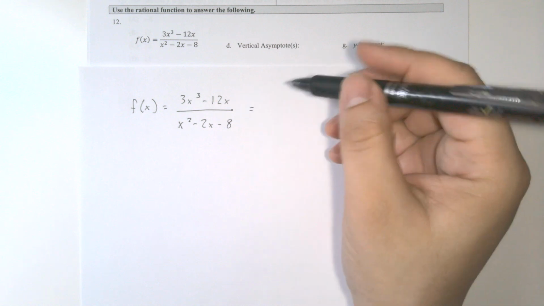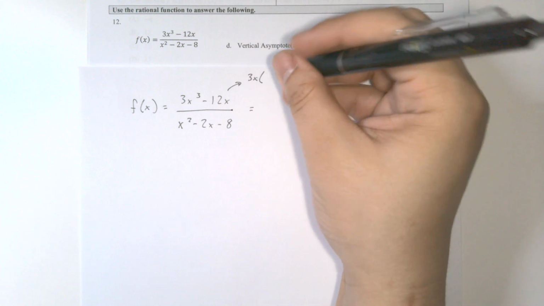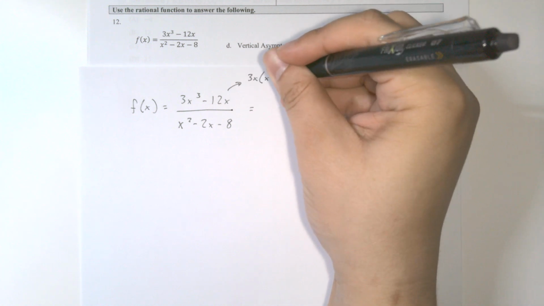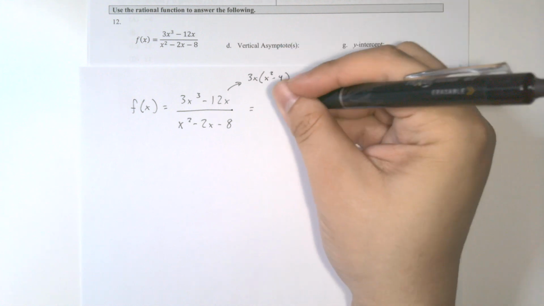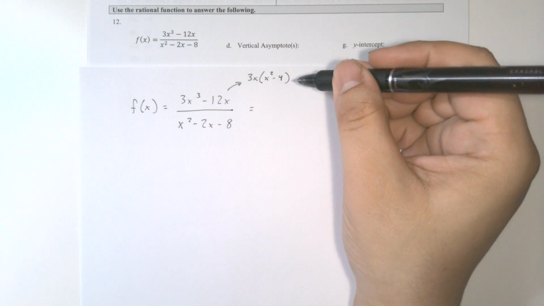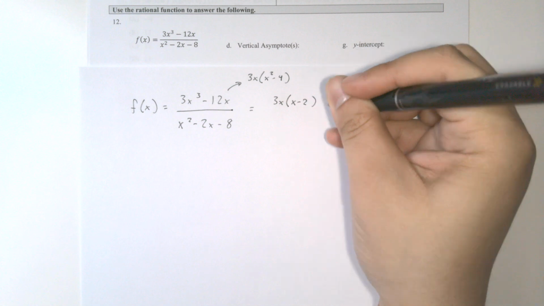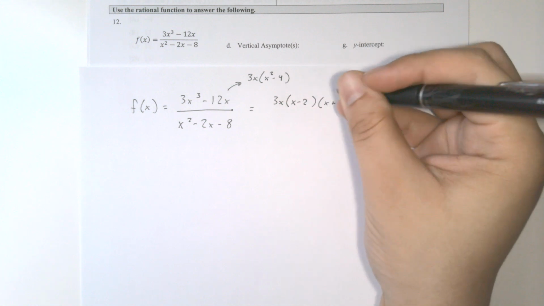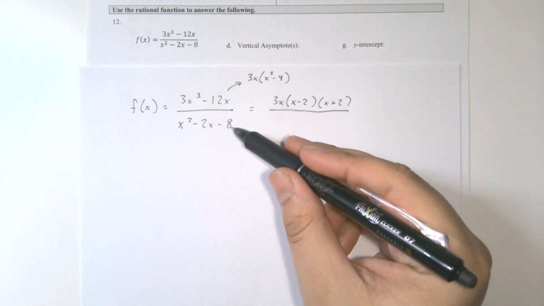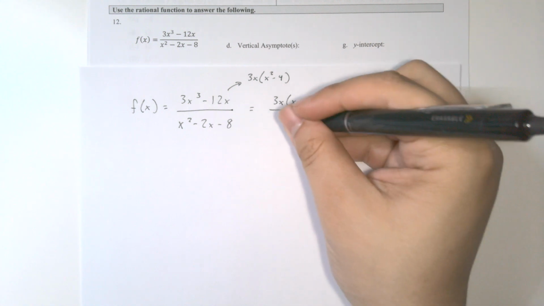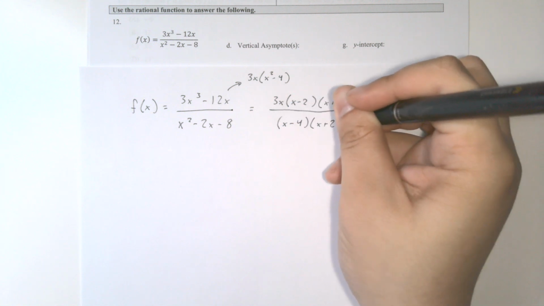So notice that we can factor out a 3x from the top, and that gives us an x squared minus 4. And so if we factor it out completely using our difference of squares formula, we have 3x times x minus 2 times x plus 2. For the bottom, remember we want to find two numbers that multiply to negative 8, add up to negative 2. That would be x minus 4 times x plus 2.